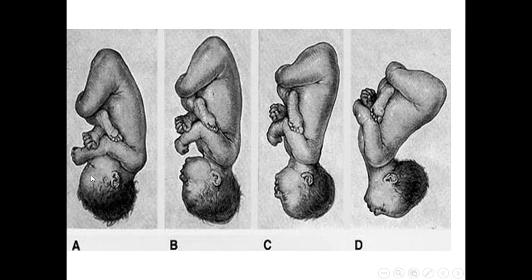Completely flexed, it is vertex, so it's going down by the vertical point, the vertex, which is the center of the fontanelle. If completely extended, we have face, so it's going down by its face. If not flexed, not extended, it's going down by what's called prow.